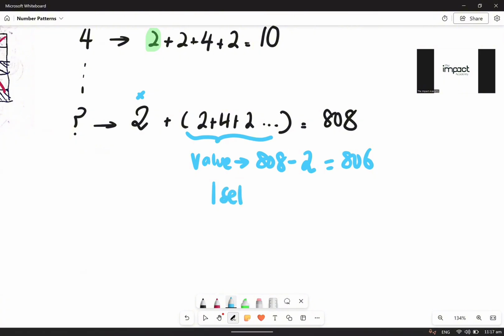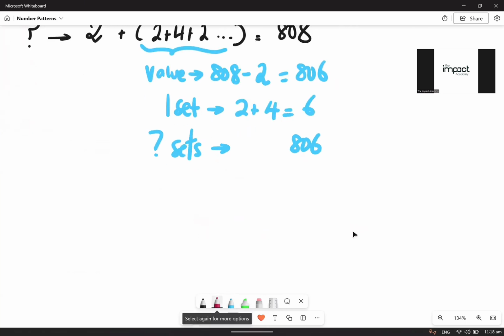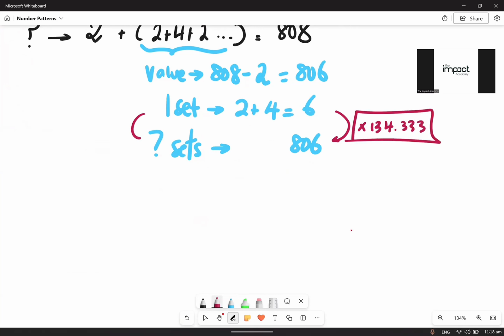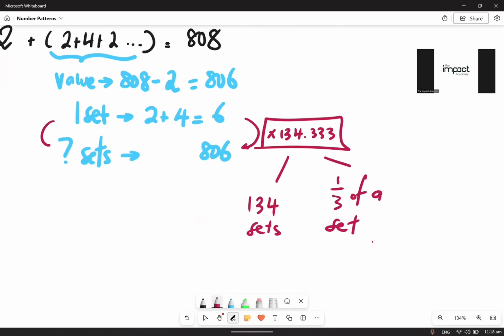So if one set has a value of 2 plus 4, which is equals to 6, how many sets do I need in order to get to 806? The question I have for you is, how do you get from here to here? So 806 divided by 6, you realize you get 134.333. And there's no such thing as 134.333, because 134.333 is 134 sets with 1/3 of a set. How do you have 1/3 of a set, right? 0.333 is 1/3. There's no way you can have 1/3 of a set.